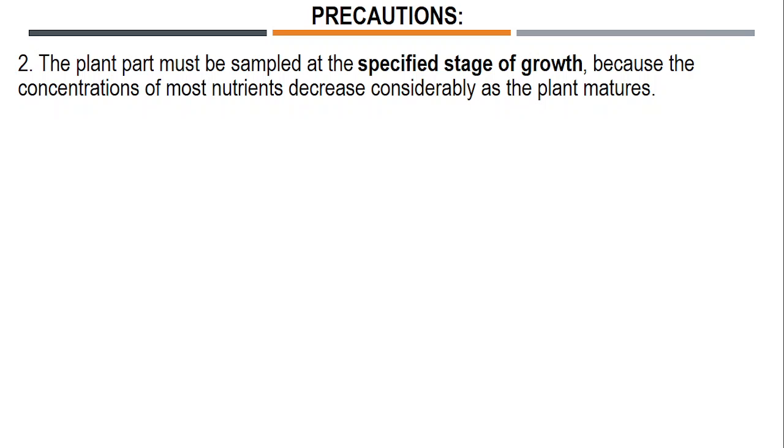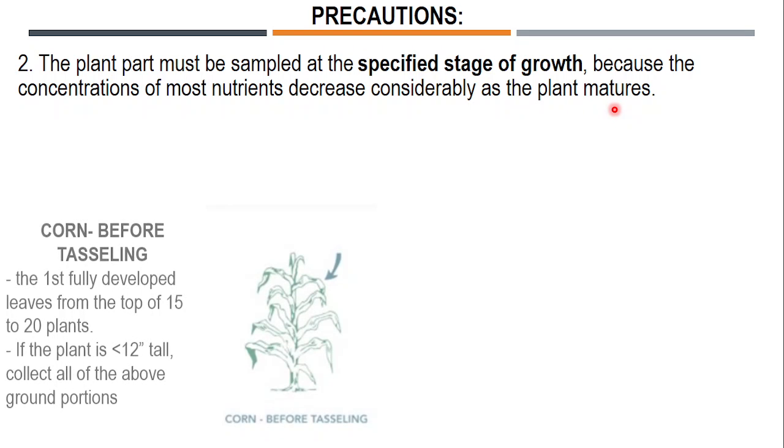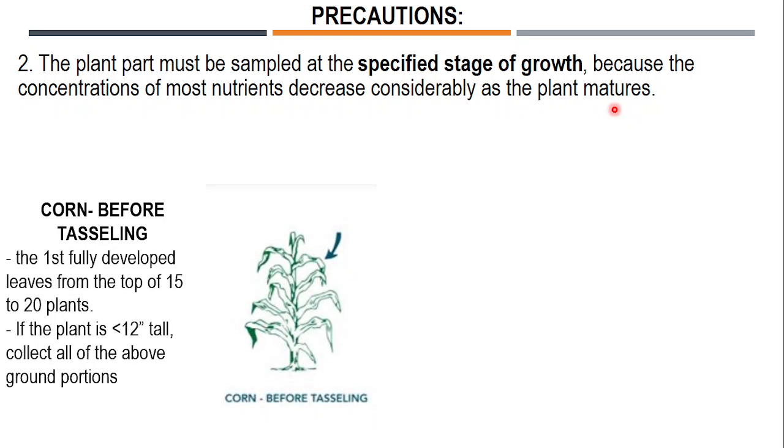The second precaution is the stage of growth of the crop, because the concentrations of most nutrients decrease considerably as the plant matures. Okay, paano pag corn yung crop natin before tasseling or before yung bulaklak niya? If it is before tasseling, the first fully developed leaves from the top of 15 to 20 plants will be collected. And if the plant is less than 12 inches tall, collect all of the above ground portions.